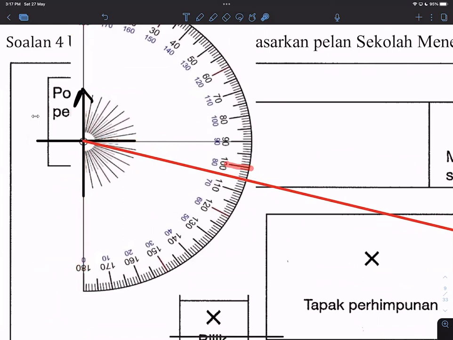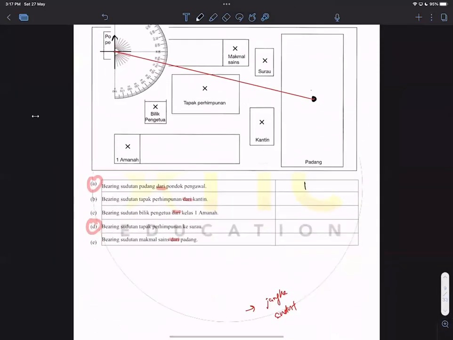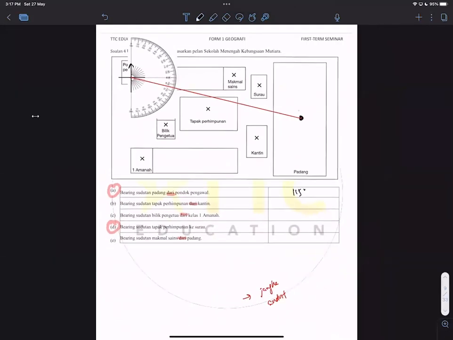100, 110. So in the center, 105, right? So this 101, 102, 103, 104, this 105. Okay, so this is the answer, 105 degree. So if you have, let's say, a bearing sudut more than 180, are you able to measure a bearing sudut more than 180?